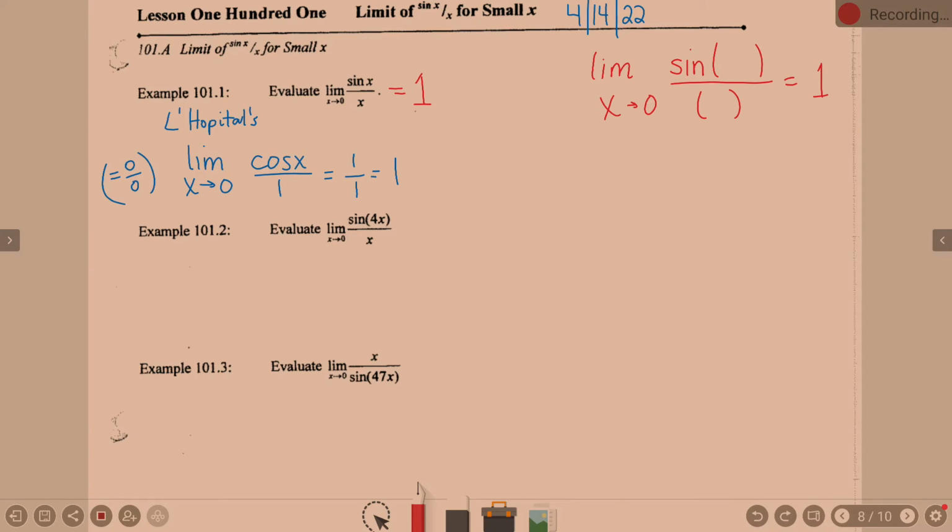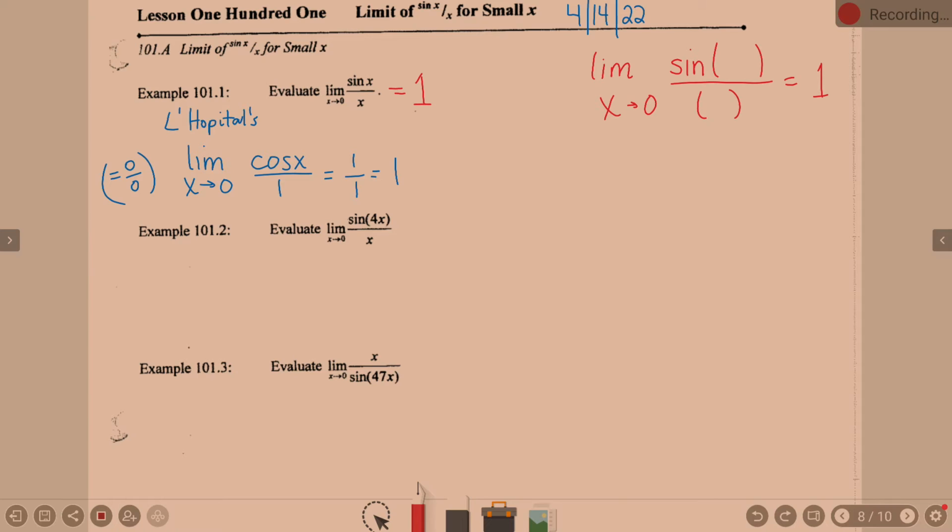Okay? There are some variations we can look at here. For instance, if this said sine of 7x over 7x, the limit as x approaches 0 of sine of 7x over 7x is going to be 1. If we said 99x in both places, it's going to be 1. Okay? It's the best way to explain it.